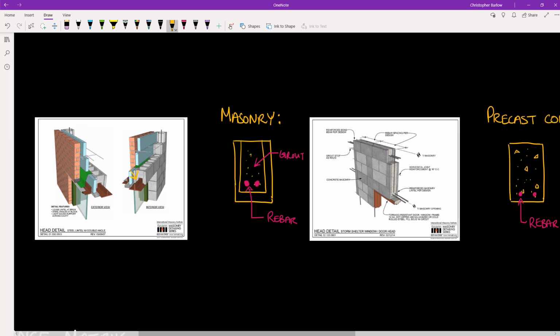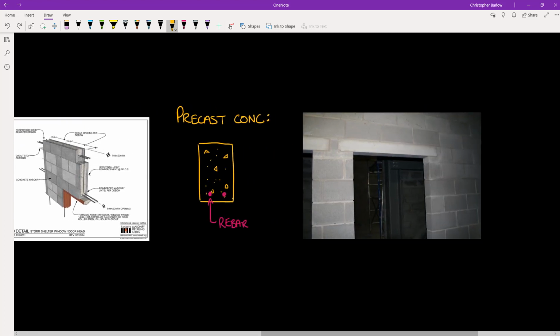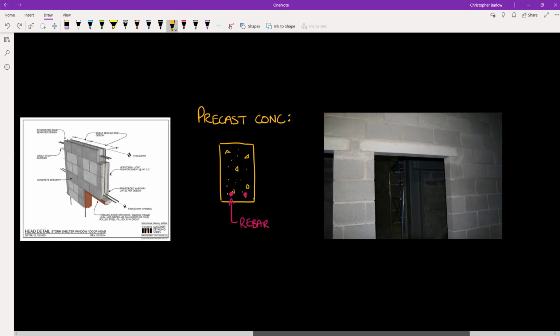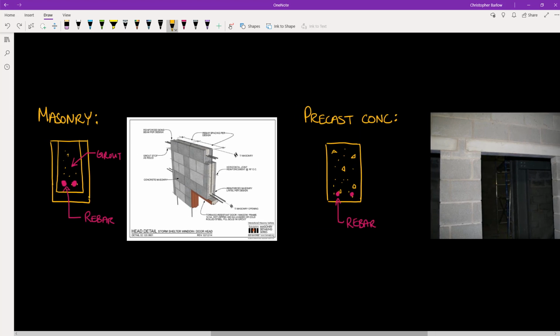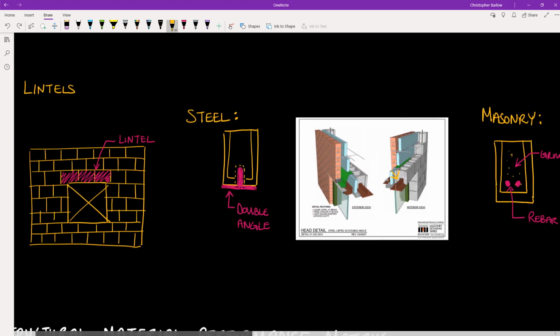Or we can have masonry lintels, where we pour grout into one or more rows of masonry, depending on the span length, and insert steel rebar. And essentially this will act a lot like a concrete beam. And lastly, we can just use precast concrete itself. And typically the precast concrete lintel will be a lot shallower than the masonry lintel, as you can see in this example. So that's it for masonry for this course.